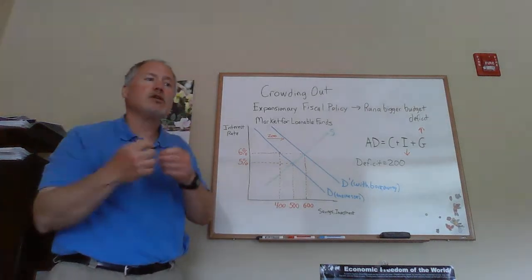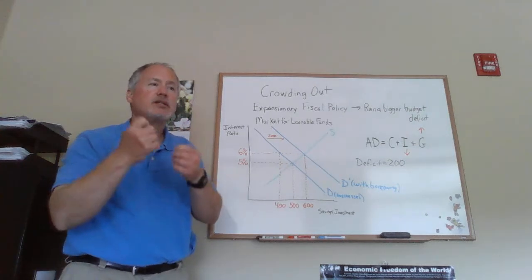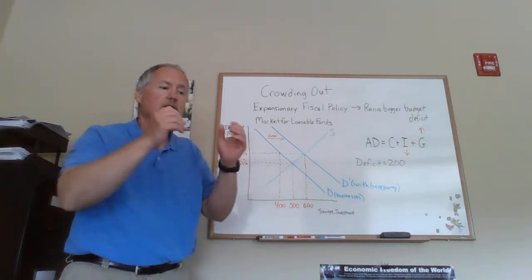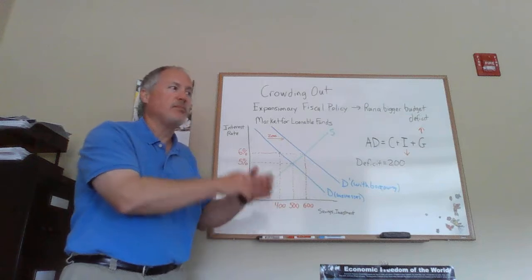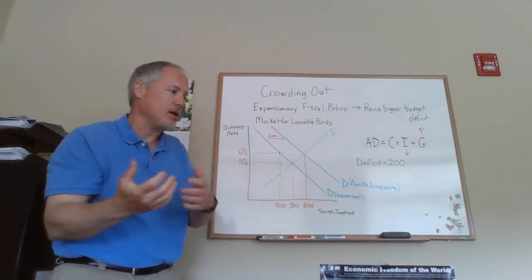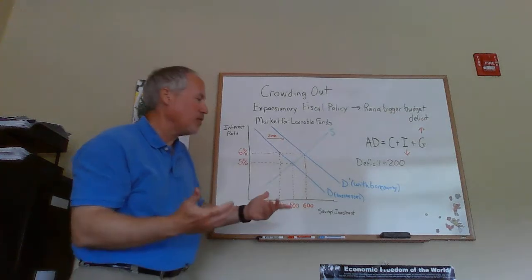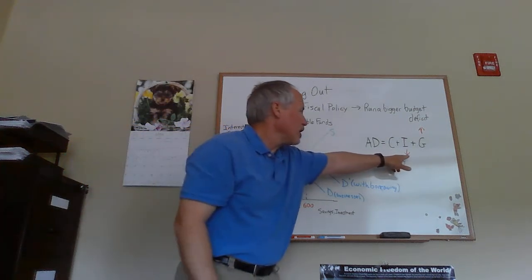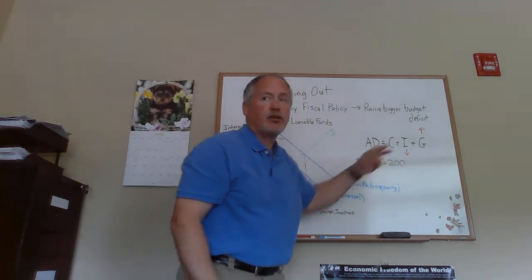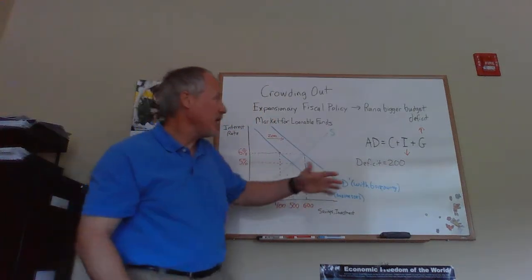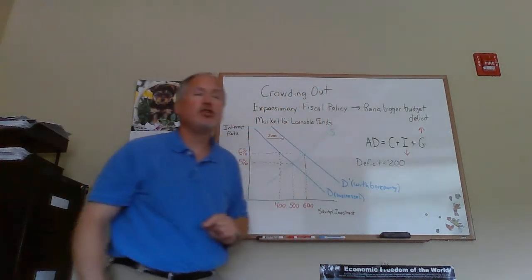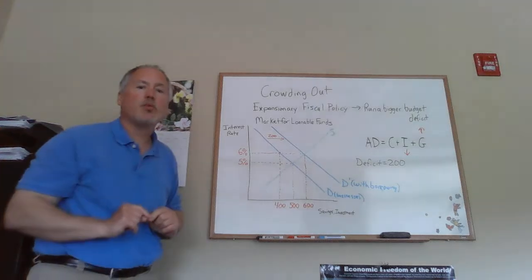When the government borrows more, to some extent, they're displacing business investment from the economy. This reduction that we've seen here in numerical terms, from 500 to 400, is a reduction in the I component of aggregate demand. That's going to offset partially the increase in the G component. But there's one more thing here.